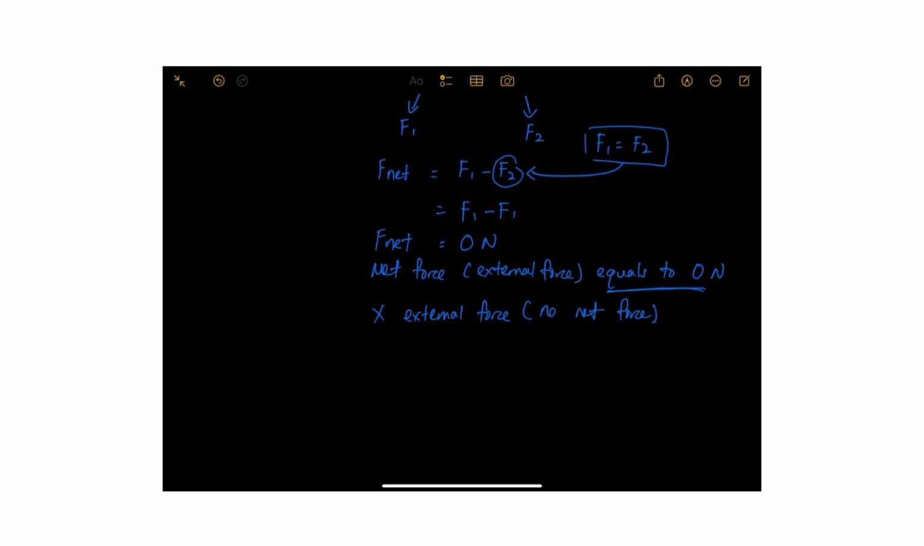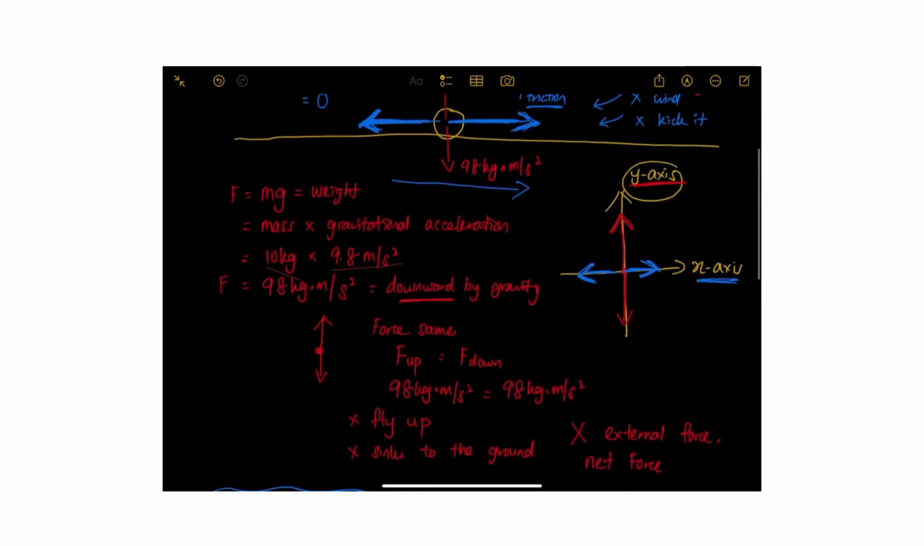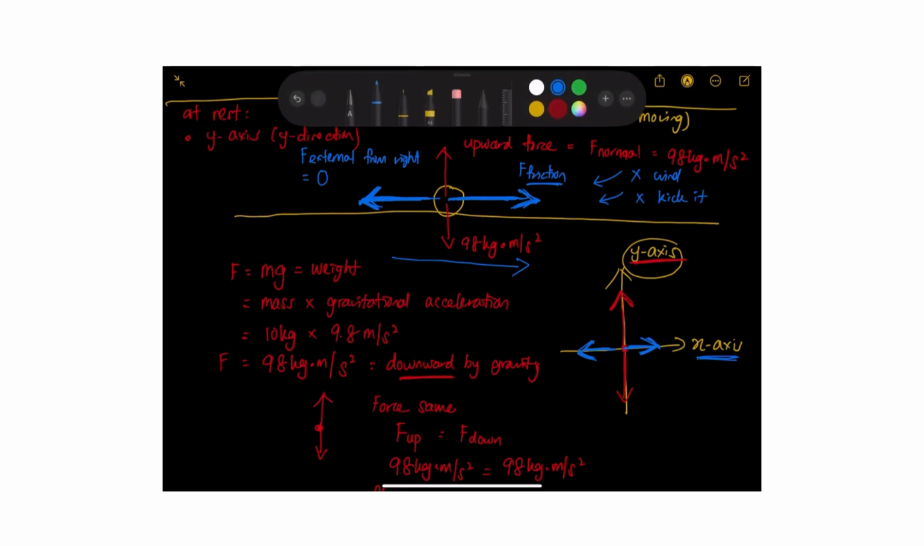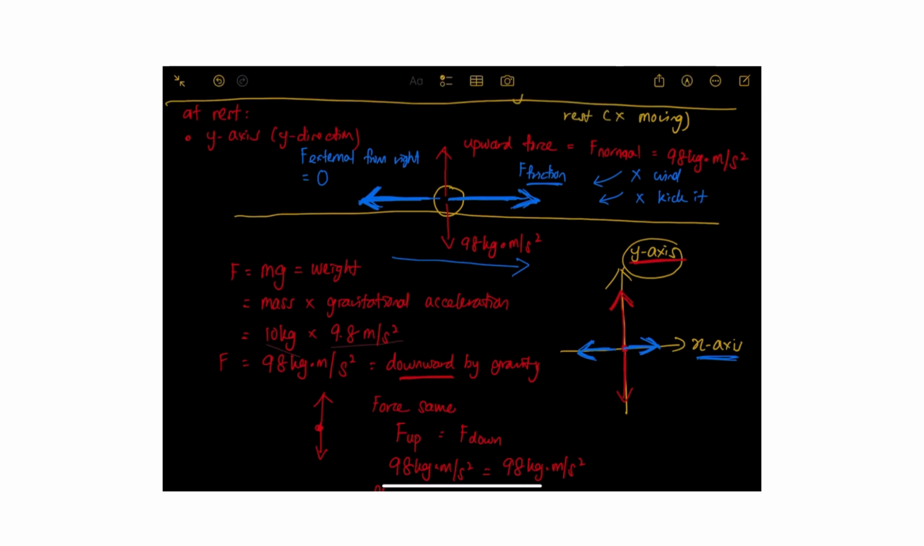So come back to the top here. We say in terms of x-axis, which is the x direction, the net force equals to 0. There is no external force. That's why in terms of x direction, the ball is not moving as well.